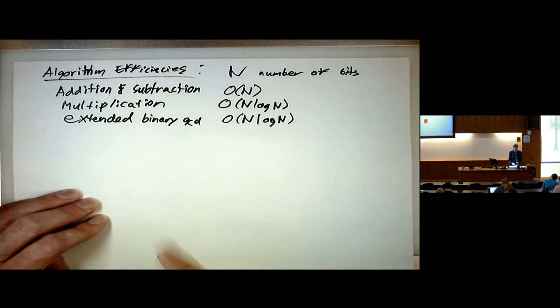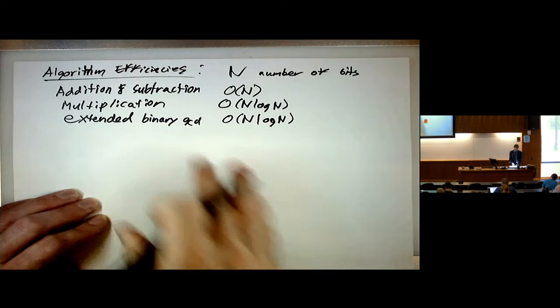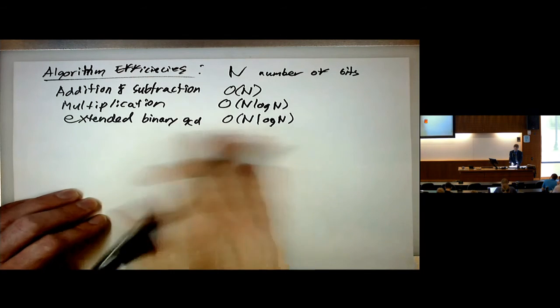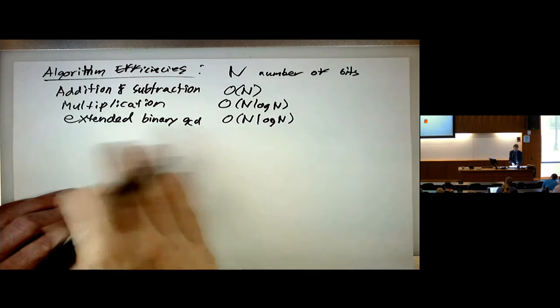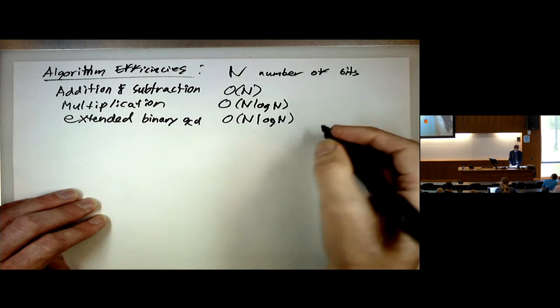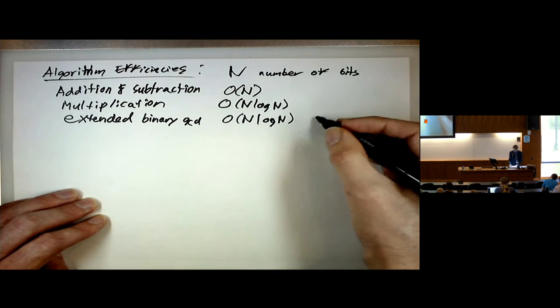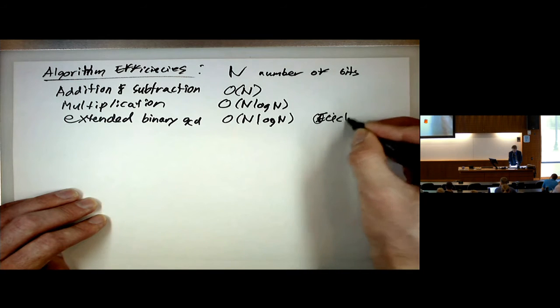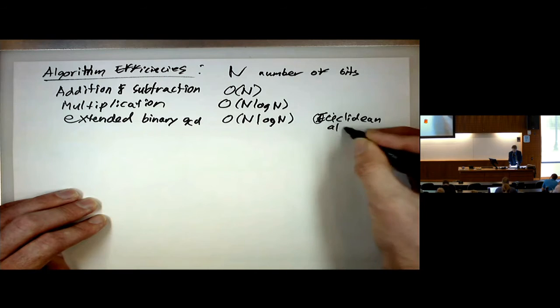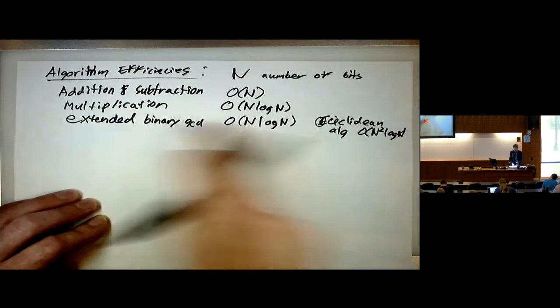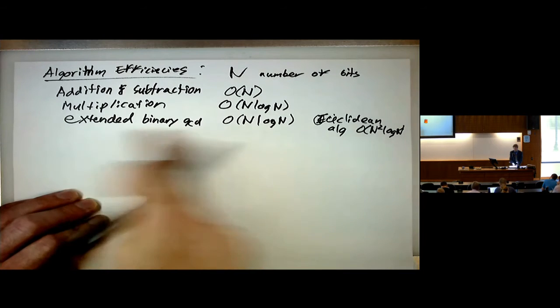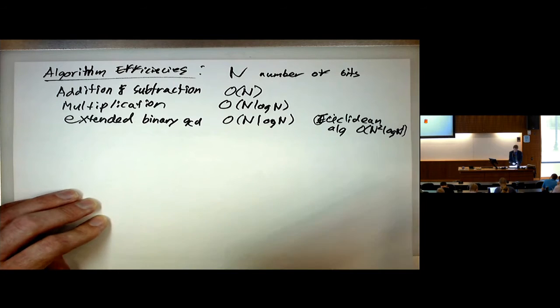So this is with a very tricky approach. It involves a binary GCD. Right, so the Euclidean algorithm is O(n squared log n), and this is using a divide and conquer approach to the binary GCD, similar to the multiplication approach.